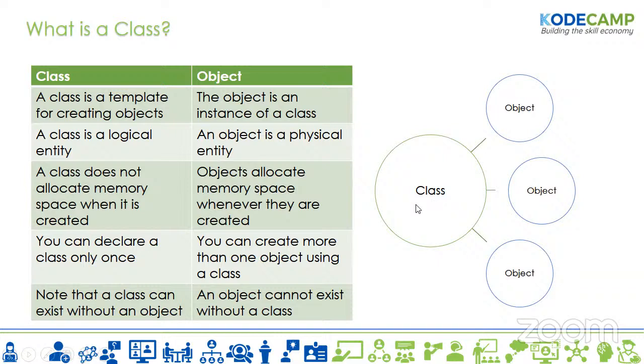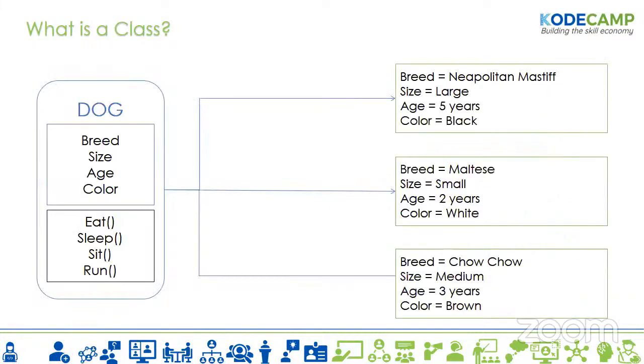So here now we have a class, and using this class, we can create different objects, as we'll see in the next slide. Now, note that a class can exist without an object. However, an object cannot exist without a class. So let's look at this class on the left hand. We have here the breed, size, age, and color. And from this class, we are having 3 objects. So based on this class, we can say we have 3 objects that can be gotten from here.